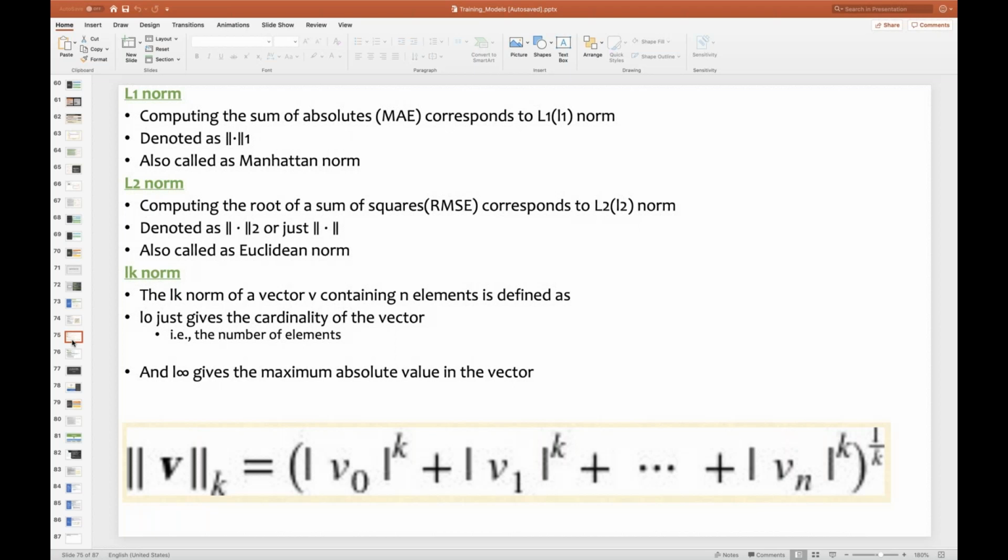L2 form is used for root mean squared error. And the LK norm is a general formula where L0 gives the cardinality of the vector and L-infinity gives the maximum absolute value in the vector. That's all I can say. Okay, perfect. Now go to 76.